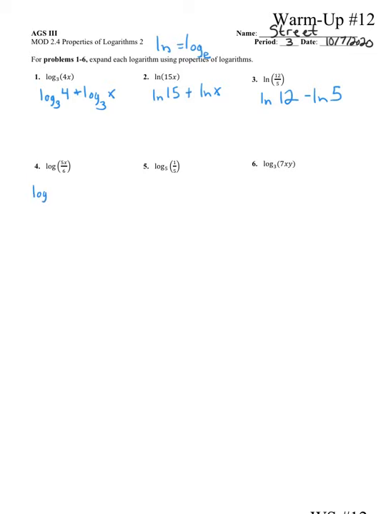Problem number 4 is a log base 10 because there's no base written there. So we can rewrite this as log of 5x minus log of 6. There's just one issue here. We actually have this 5 times x, so we can expand it a little bit more. We write it as log of 5 plus log of x minus log of 6. That would be the complete expansion for this problem here. All right.